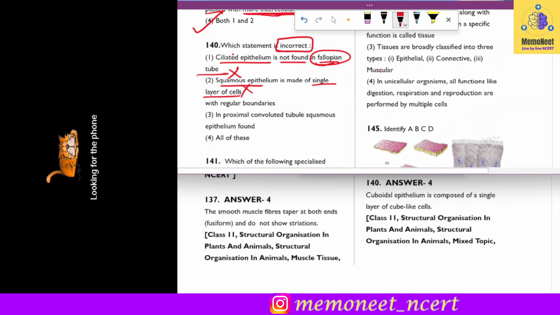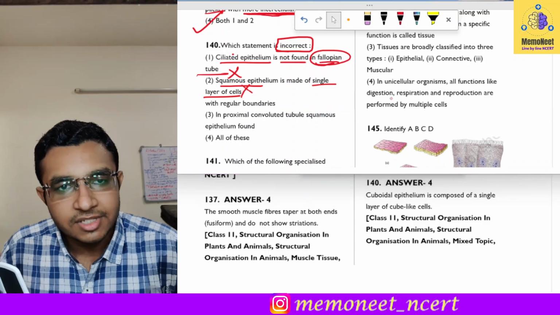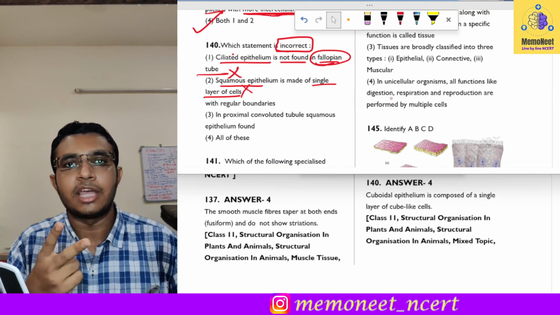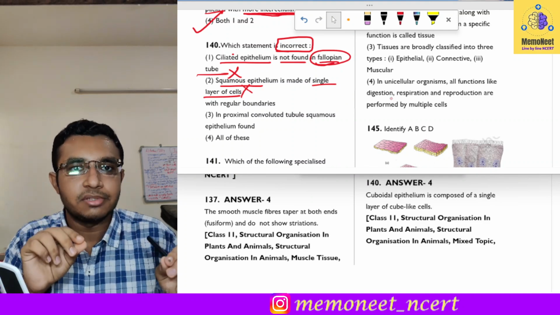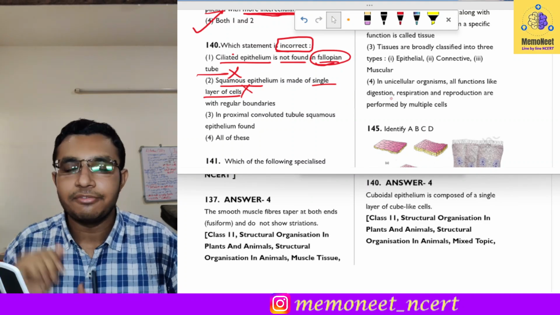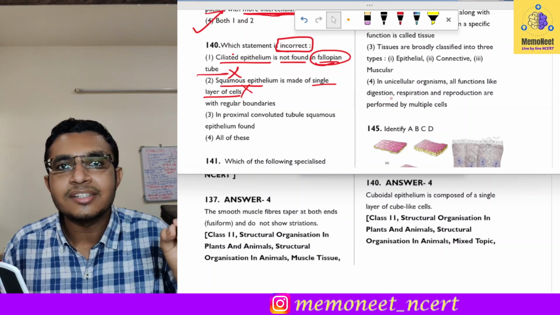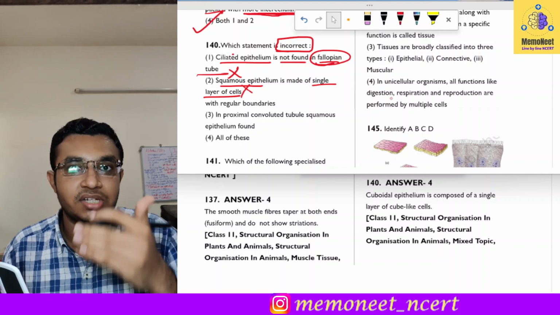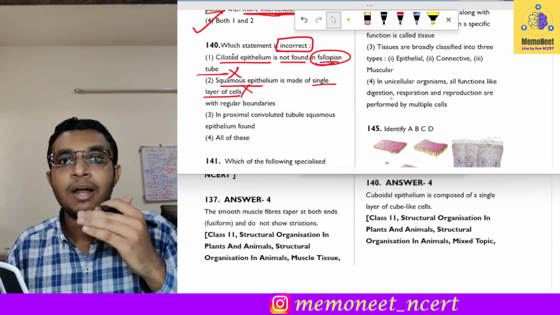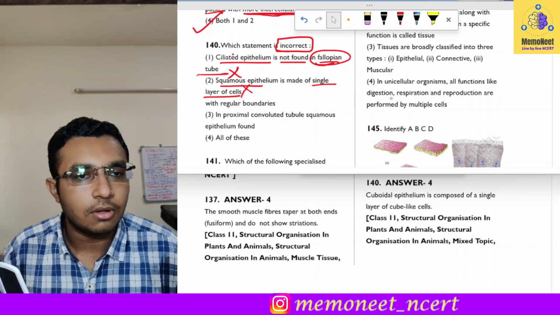Why? Because see, the squamous epithelium can be divided into 2 types. It might be simple squamous epithelium or it might be stratified squamous epithelium. The simple squamous epithelium will contain a single layer of cells, but the stratified squamous epithelium will be multi-layered. So this is also incorrect.